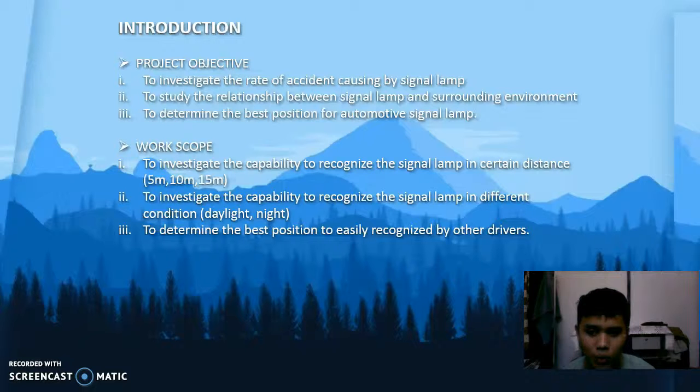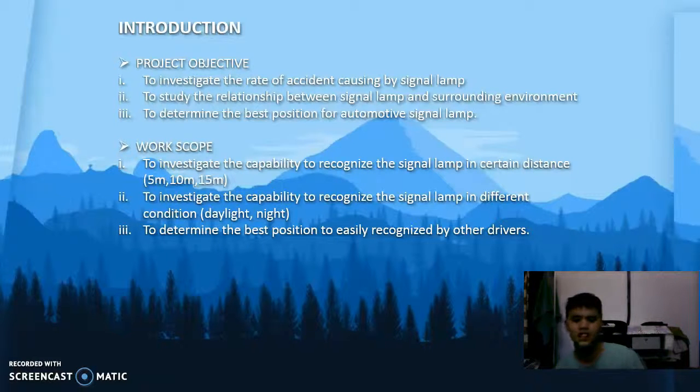So for the work scope, we cover three points. The first one is to investigate the capability for the driver to recognize or notice the signal lamp that is given by another driver at a certain distance, such as 5 meters, 10 meters and 15 meters.